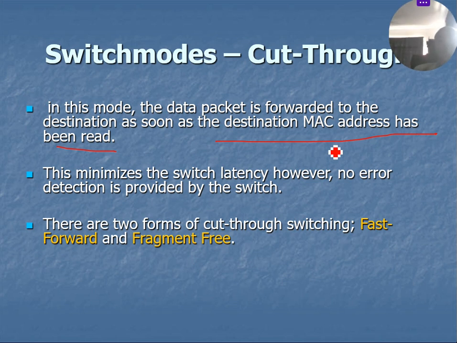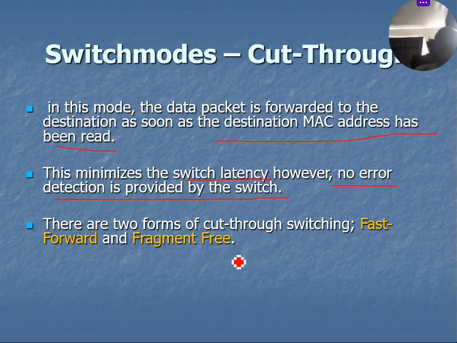Let's go on. Now this minimizes the switch latency. However, there's no check for error. There's no error detection provided by the switch. The switch will not help you to check for error. So you can see that what was the advantage for store and forward, which is checking for error, has become a disadvantage for cut through. And what was a disadvantage, the greater switch latency in the store and forward mode of switching, has become an advantage here.